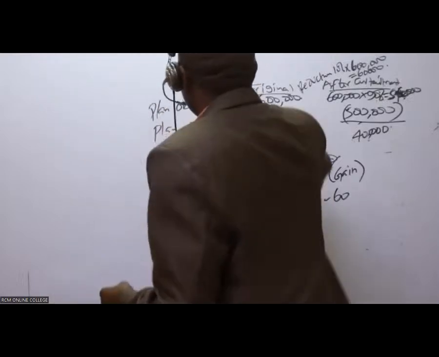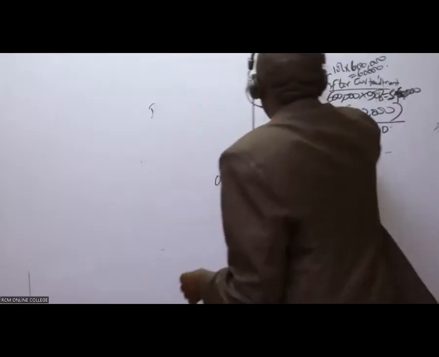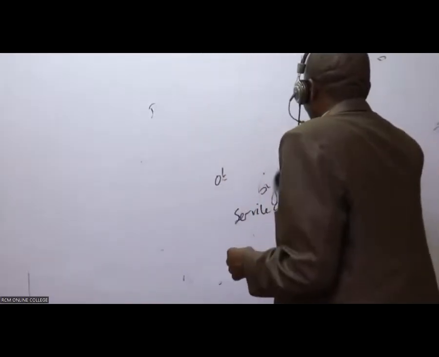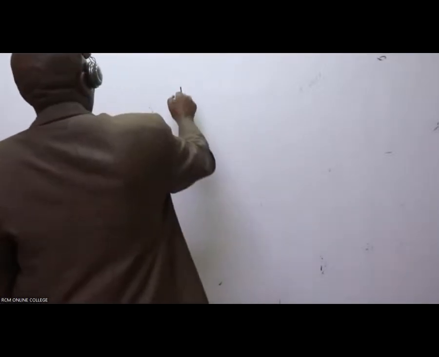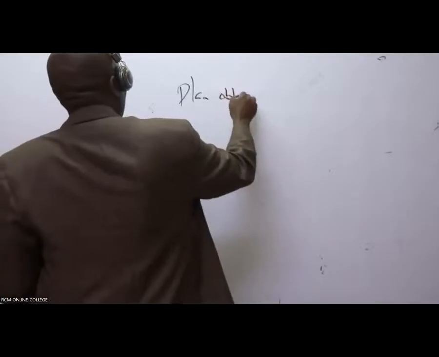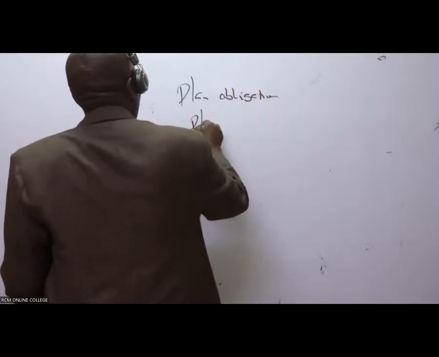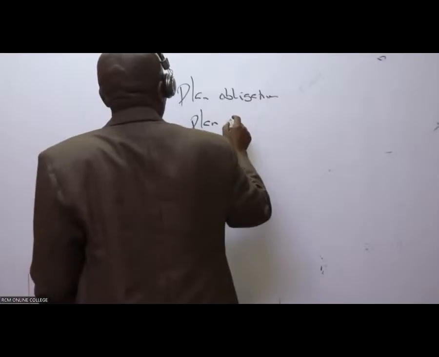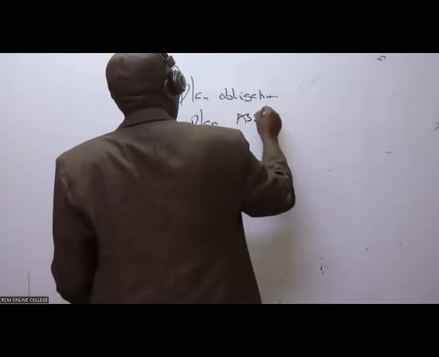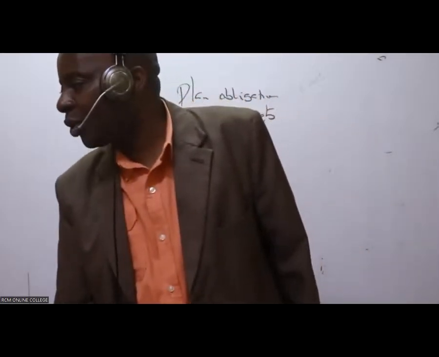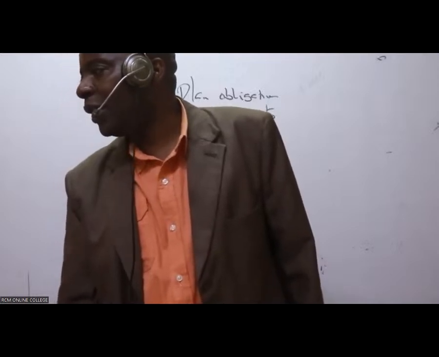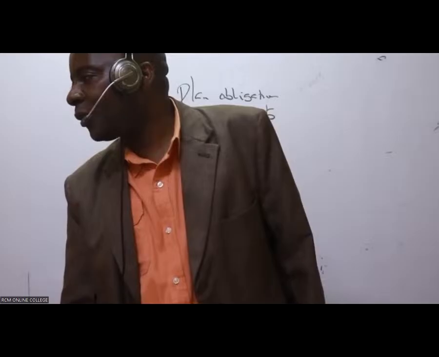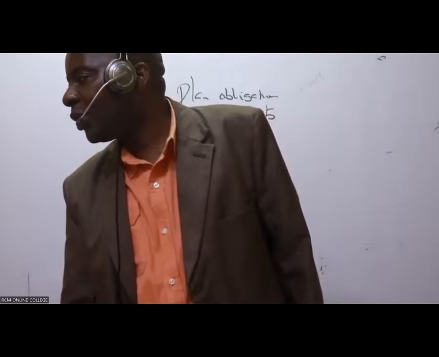So we have here the plan obligation versus the plan assets. The plan obligation, what do we have here at the end of the day? The plan obligation is 800.